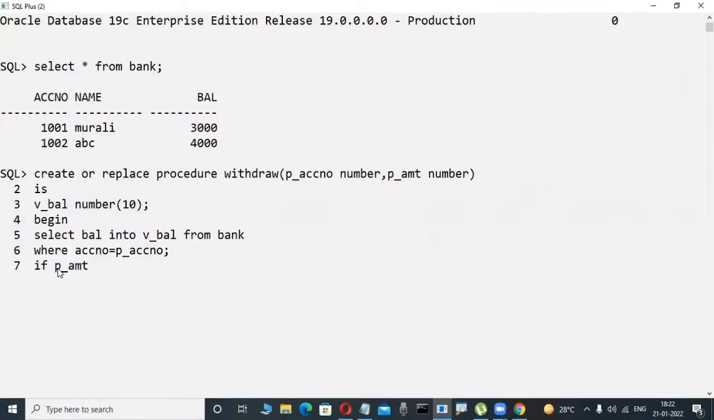Suppose here that amount, logically observe, not the coding. If that amount is less than the available balance, then I want to affect that in the database. Update table name set balance is equal to balance minus p_amount. Something is there, where coding is there.